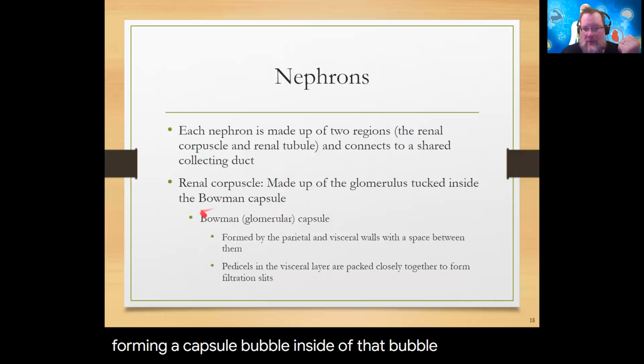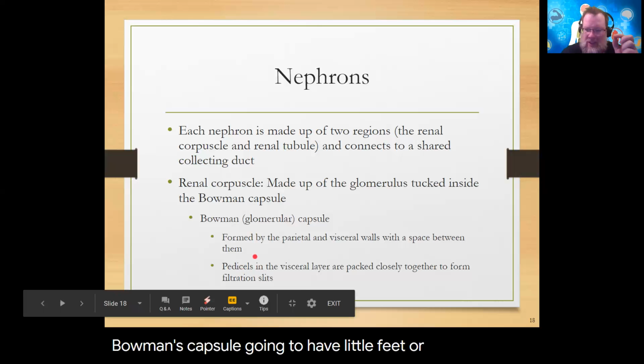So the Bowman's capsule is going to have little feet or little pedicels. That just means little feet.